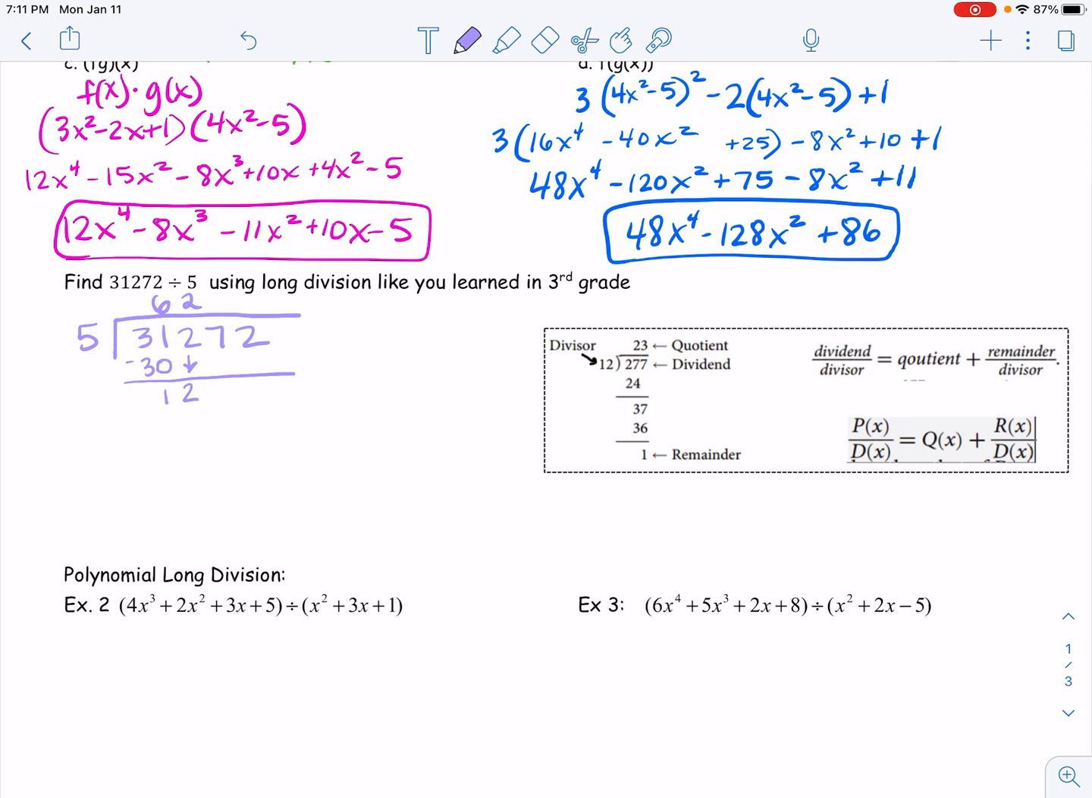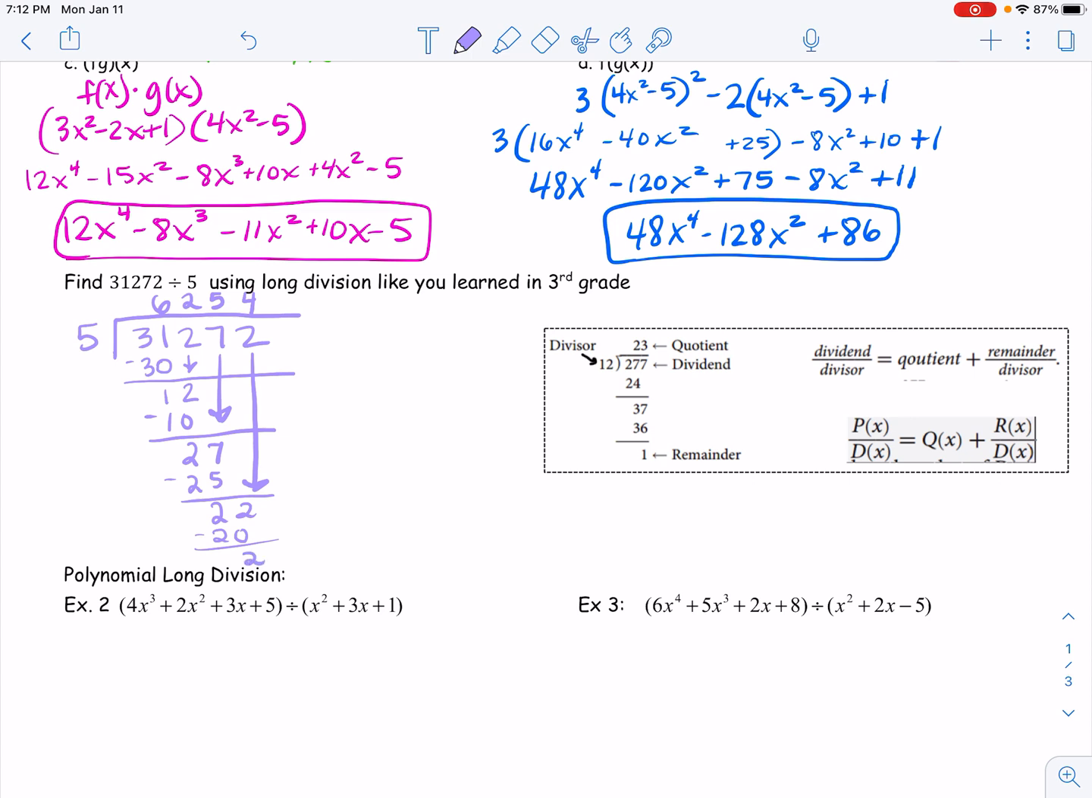And then, of course, we multiply back. 2 times 5 is 10. So I write it down and then I subtract. That gives me 2. 5 does not go into 2, so I drop down my 7. How many times does 5 go into 27? 5 times. What's 5 times 5? 25. What's 27 minus 25? 2. 5 doesn't go into 2, so I drop down my last 2. How many times does 5 go into 22? 4 times. 4 times 5 is 20.